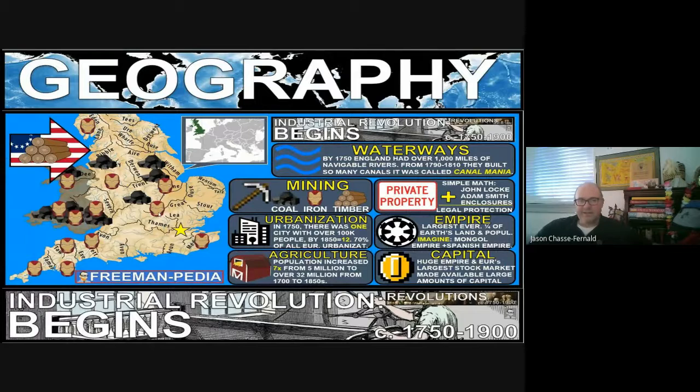So let's kind of run down through this. This was created by Mr. Freeman here. These are the environmental factors that existed here. Waterways: by 1750, England had over 1,000 miles of navigable rivers. Okay. Canal media, mining. Once again, we've already talked about this. Private property. All right. So this becomes one of the differences, right?